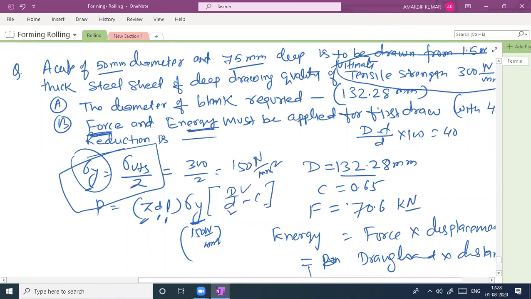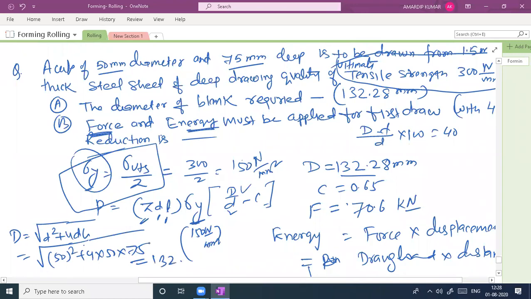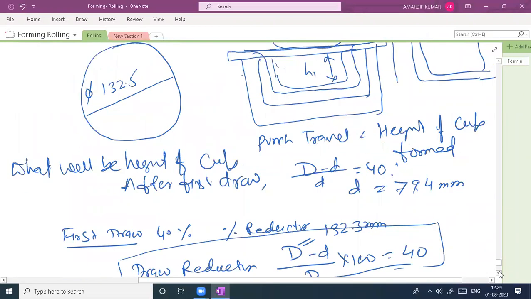So you can calculate here that D is equal to the square root of d squared plus 4dh. So D is your 50 millimeter squared plus 4 into d, d is 50, into height 75. So you got 132.2 millimeter. That is the mass conservation, surface area remains fixed. This is the diameter of the blank.